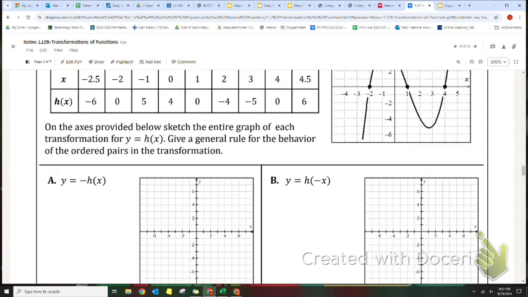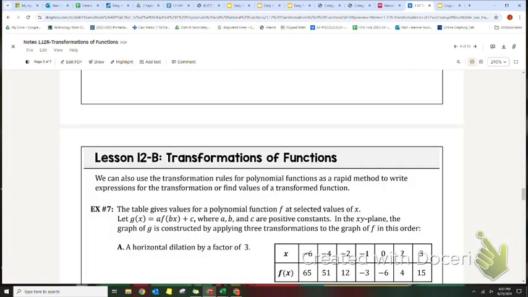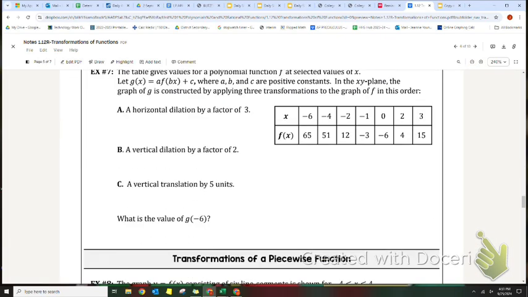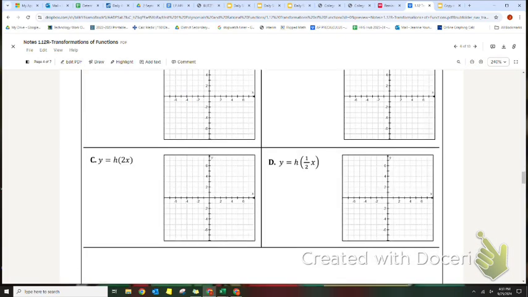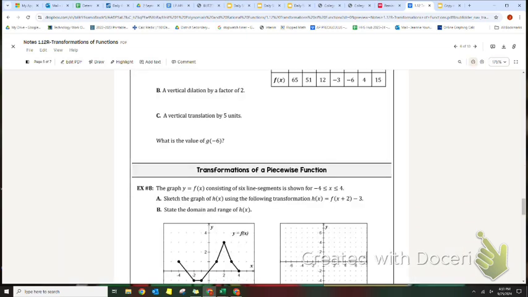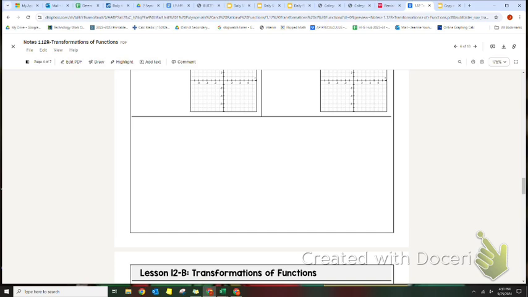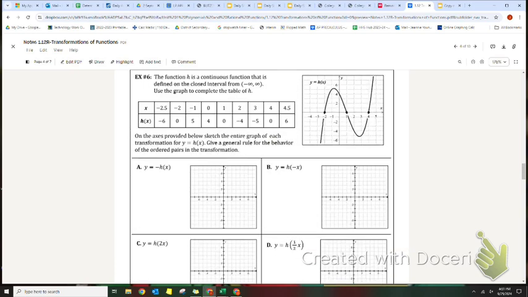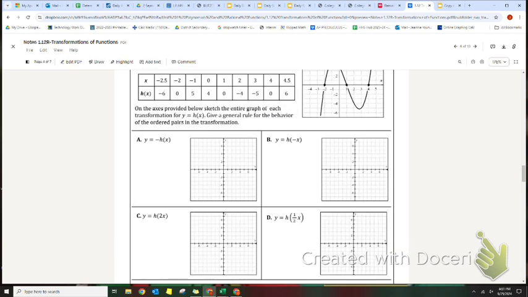So let me see if I can zoom out a little bit on this so we can see it a little better. All right, so, well, a little bit more. There we go. Now we can see, I think, enough there to help us.